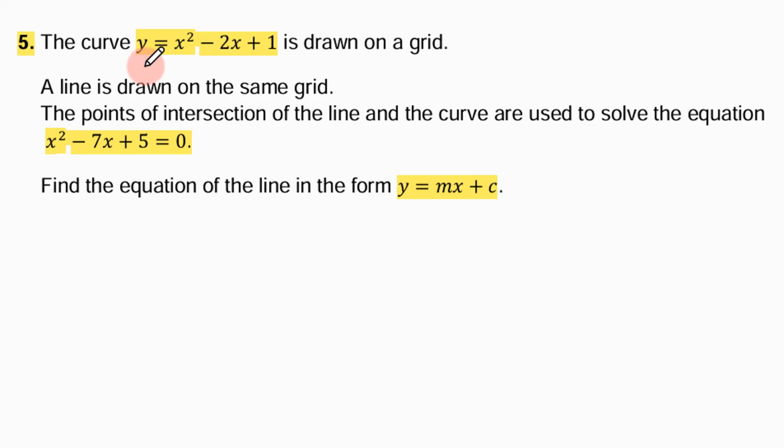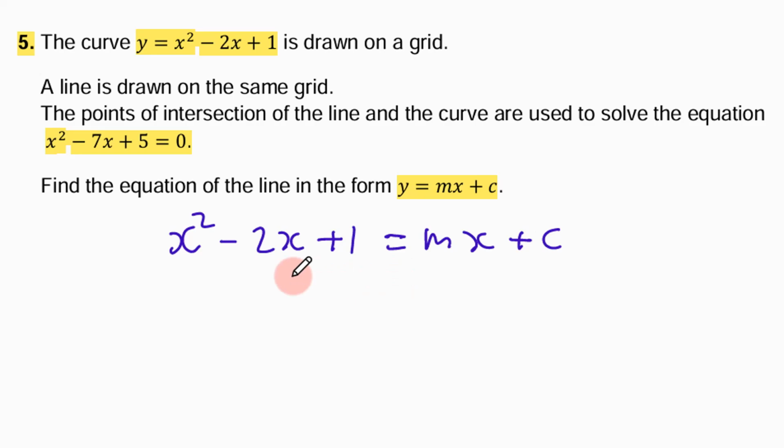Since both the equation of the curve and the line are in the form y equals, we're going to start by making them equal to each other. So we're going to let x squared minus 2x plus 1 equal mx plus c. We want to write this equation in standard quadratic form. In other words, we want to write it in the form ax squared plus bx plus c equals 0. So we can collect all our terms on the left-hand side and add like terms.